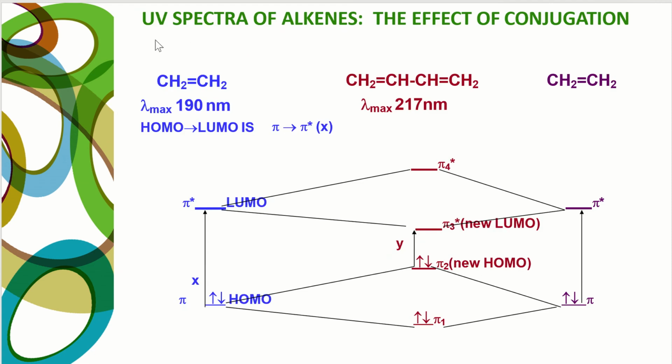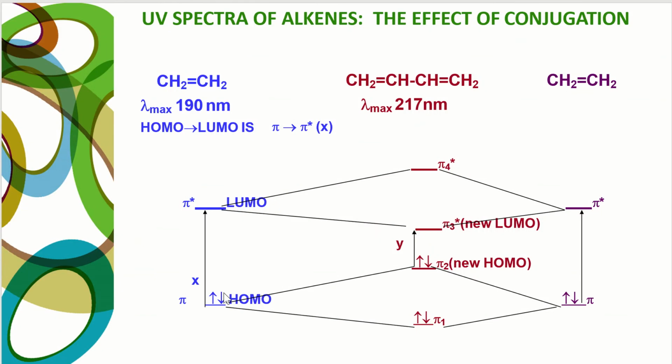All right, so let's look at the UV spectra of alkenes, the effect of conjugation. So here we have a typical alkene, which is ethene, and then in the middle we have a conjugated system. So we have a double bond, a single bond, and a double bond. And the lambda max here being 217 nanometers, as opposed to lambda max here being 120 nanometers. So the HOMO to LUMO, of course, would be pi to pi star here. That is X.